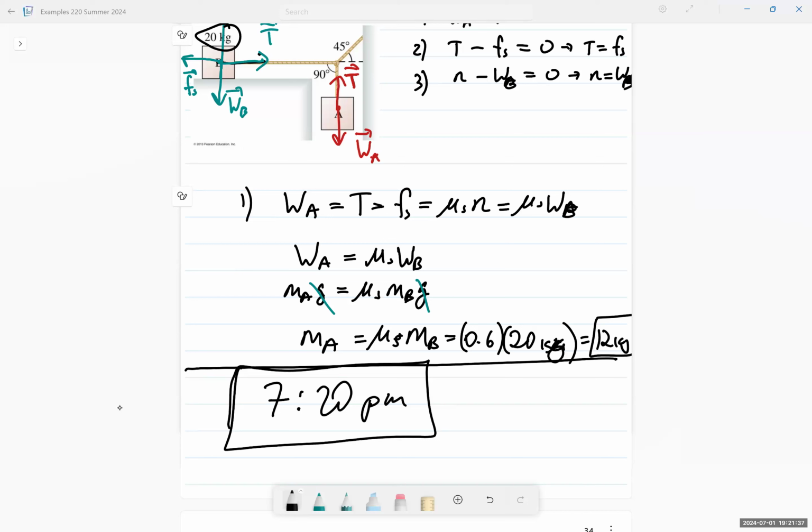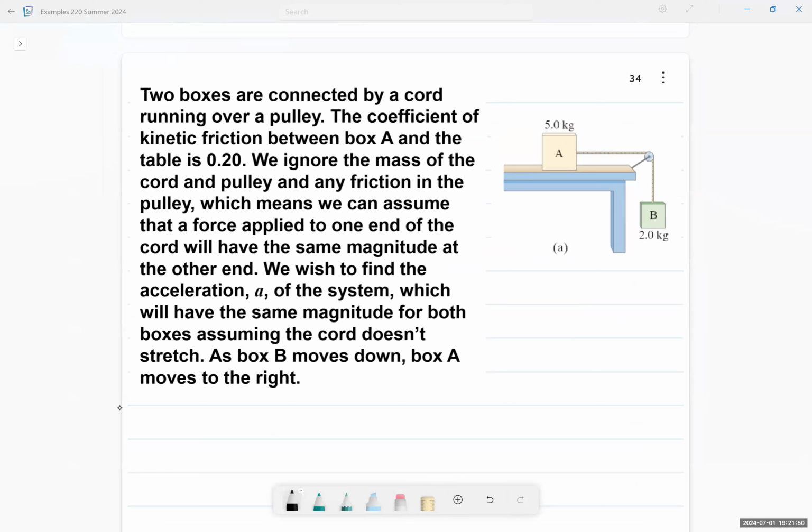All right, guys, so let's go ahead and continue. All right, so here's another example. For this one over here, we have two objects, A and B, connected to one another. Again, you have one rope connecting them. This time we have one of them going to the right, the other one going down. So it's like two different directions, but everything else is pretty much the same.